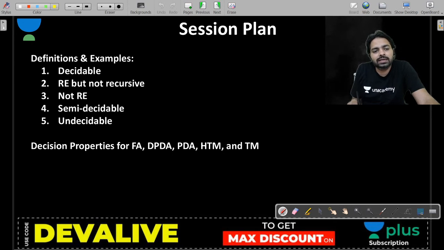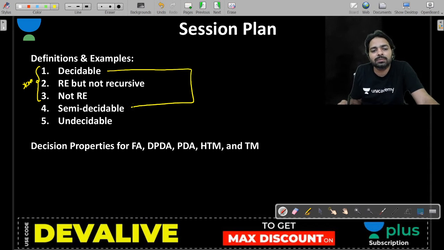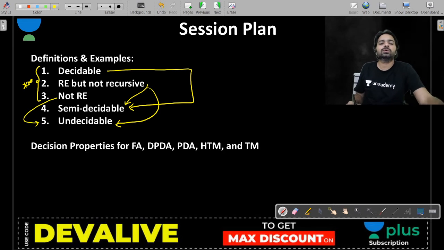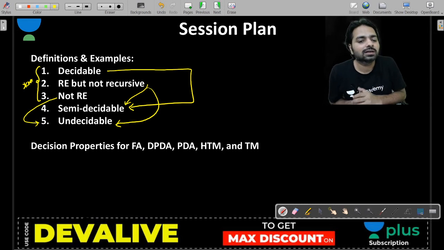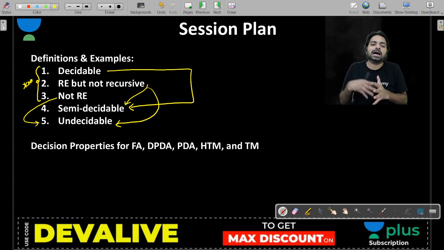The first three are very, very important for me, because if the answer is decidable, you can say even it is semi-decidable, because every decidable is semi-decidable. And RE but not recursive, you can say semi-decidable, or you can say undecidable. And not RE, simply you can say undecidable. So if you know the answer for the first three words, then the other two words automatically can be derived, right?